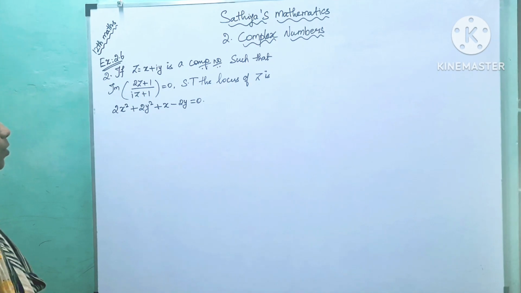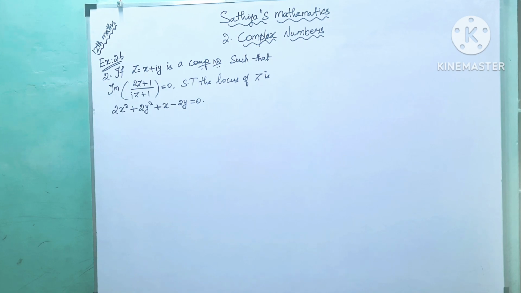In this video, we will see Chapter 2 Complex Numbers, Exercise 2.6, Sum number 2. And the question is, if z is equal to x plus iy is a complex number such that imaginary part of 2z plus 1 divided by iz plus 1 is equal to 0, show that the locus of z is 2x square plus 2y square plus x minus 2y is equal to 0.